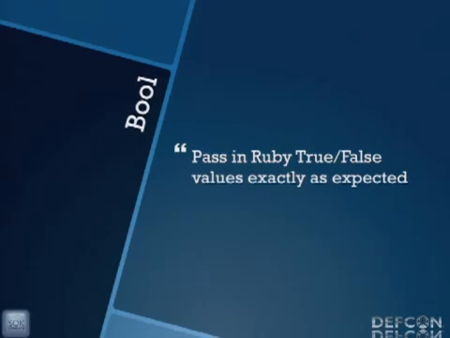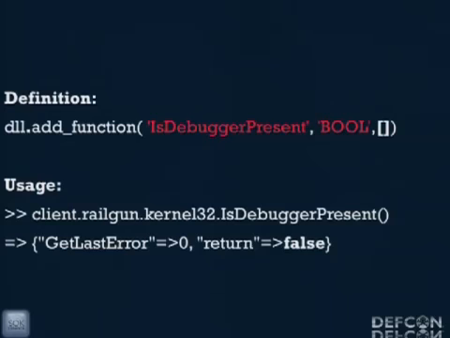Then we have a Boolean type. There's not much I can say about it. It does exactly what you think it does. So you just pass it a Boolean, a true or false in Ruby. And as another example, here's the IsDebuggerPresent Windows API call, and it returns an actual false value.